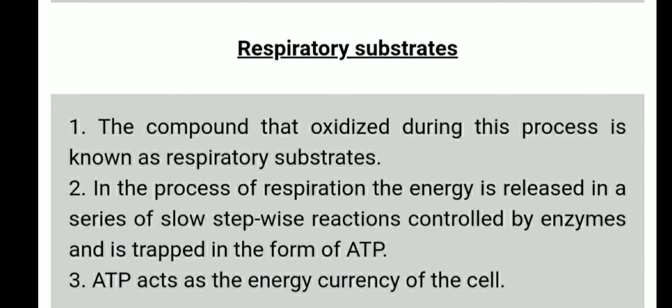In respiration, as I told you, glucose is utilized and it is the respiratory substance. The compound that is oxidized during respiration and releases energy is called the respiratory substance. In this process, energy is released stepwise, controlled by enzymatic action, so it is trapped in the form of ATP. So the substance used during respiration is called the respiratory substance. From it, energy is released step by step under the control of enzymes. ATP acts as the energy currency of the cell.